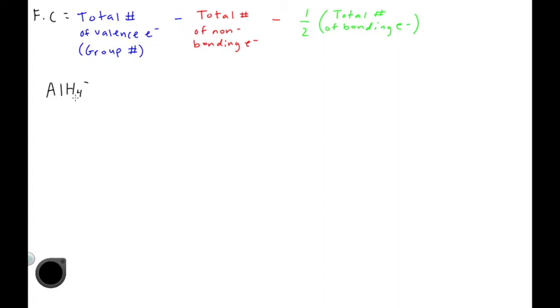So first we want to count the valence electrons in the ion. There are 3 valence electrons in aluminum and 1 for each hydrogen, for a total of 3 plus 4, which is 7. However, aluminide is an anion, meaning that it has a negative charge. So therefore we have to add 1 more electron to our total, giving us a total of 8 valence electrons, because 7 plus 1 equals 8.